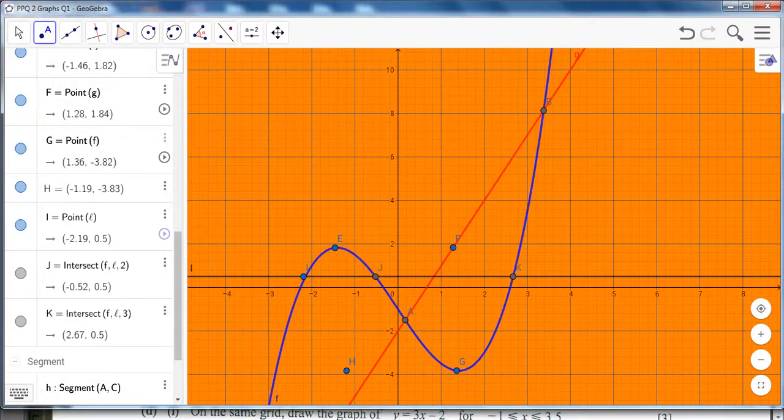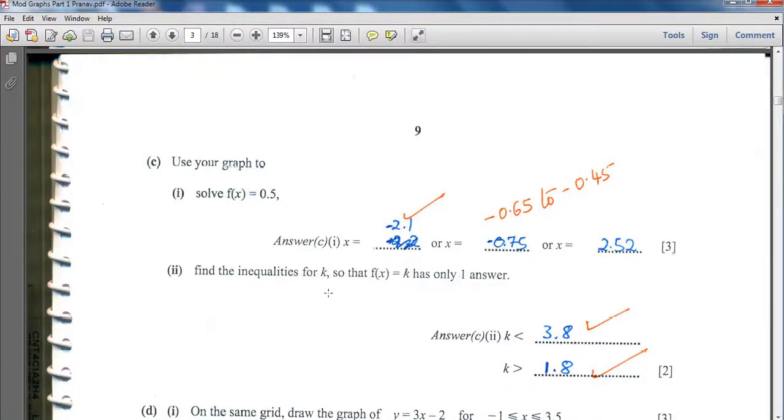Part C2. Here we need to find the inequalities for k so that f(x) = k has only one answer. Now, even when I was trying to do this in class, there was a little bit of confusion about what k is. Is k the value of x or is k the value of y? In all such cases, go back and read the statement which is written and you will immediately know what it means. Here, the question says f(x) = k.